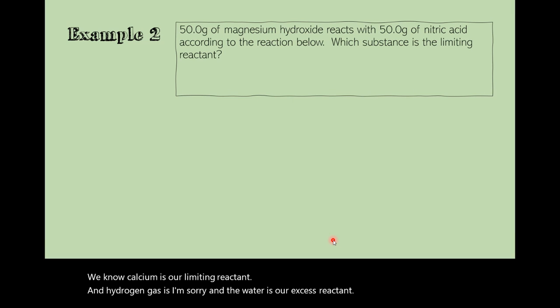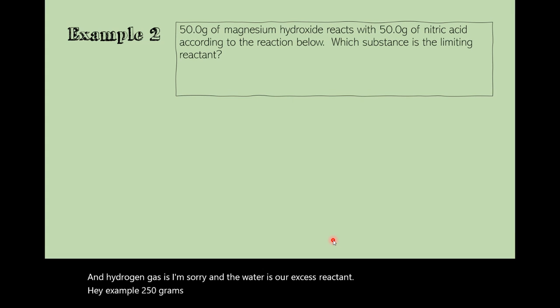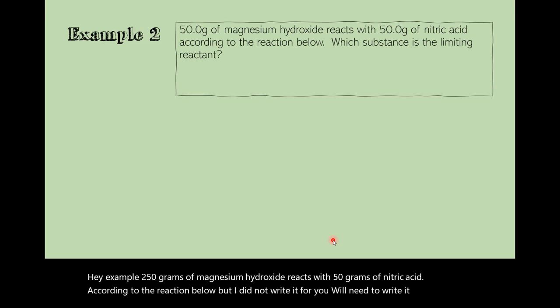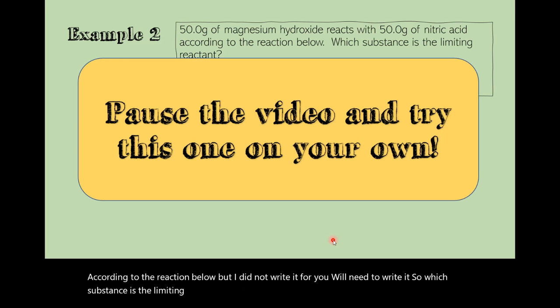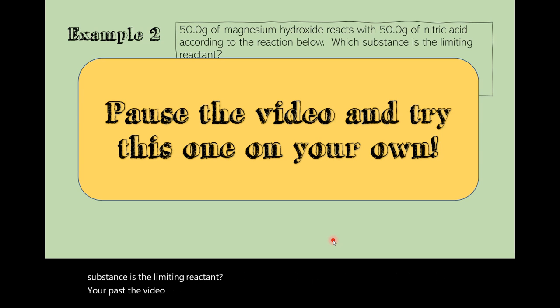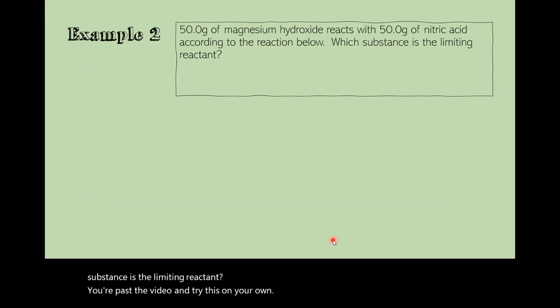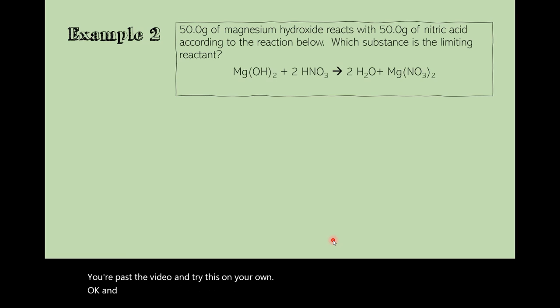Okay, example 2. 50 grams of magnesium hydroxide reacts with 50 grams of nitric acid according to the reaction below, but I did not write it for you. You will need to write it. So which substance is the limiting reactant? Y'all pause the video and try this on your own. Okay, and here is the answer. So this is what your equation would look like.